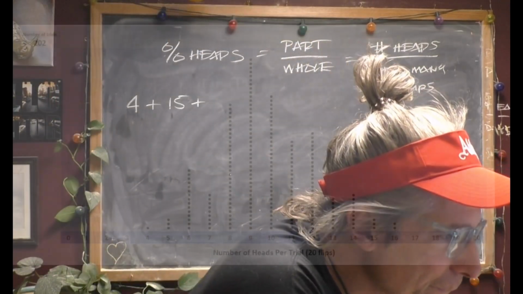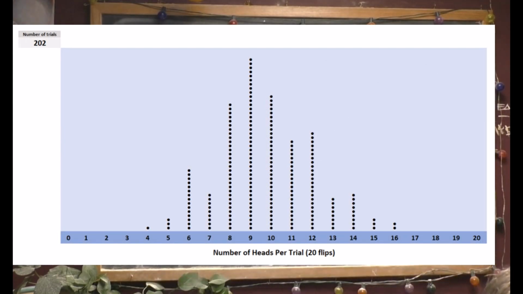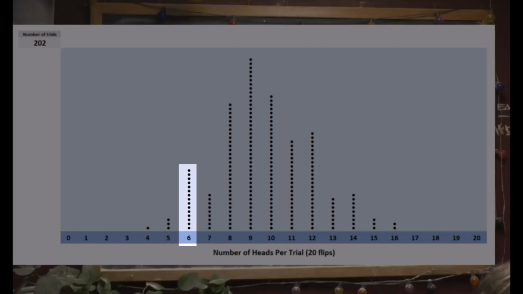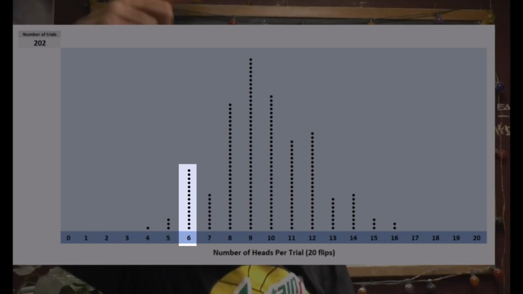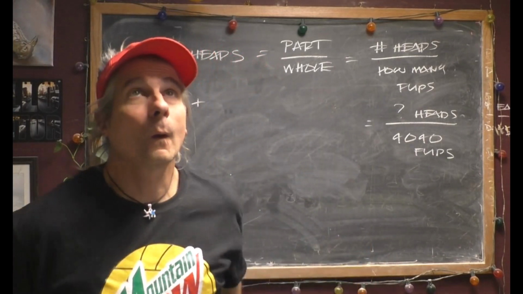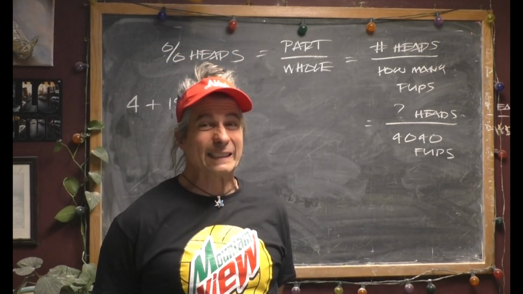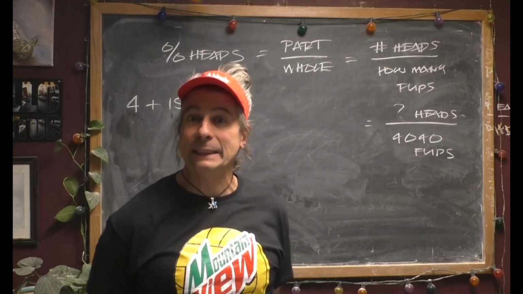Next column, there are a whole bunch of dots above that 6. I'm going to have to count them up real quick. I count 15 dots above that 6. That means there must have been 15 trials where we saw 6 heads. 15 times 6, that's 90.